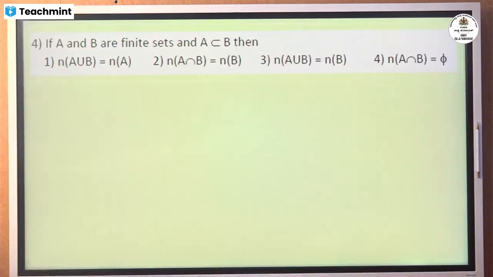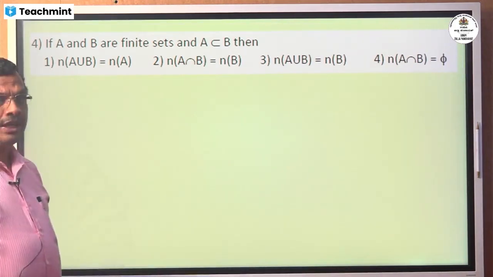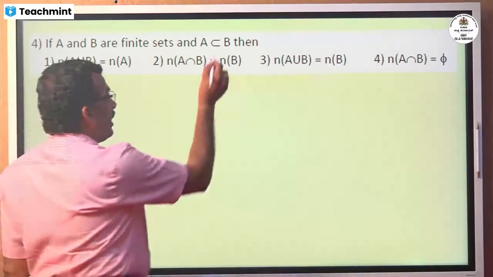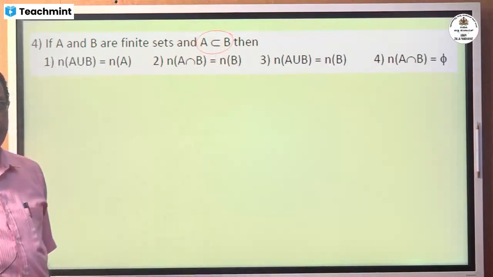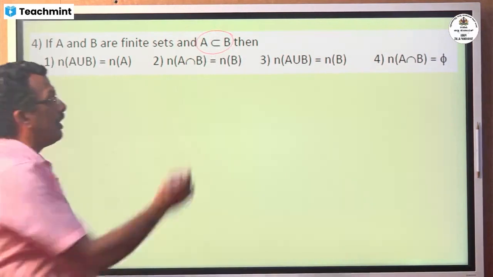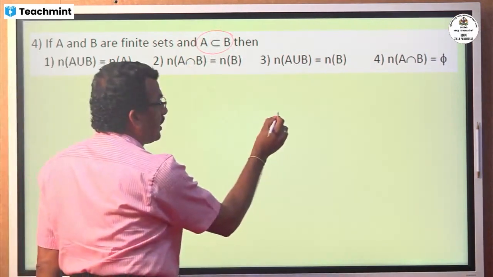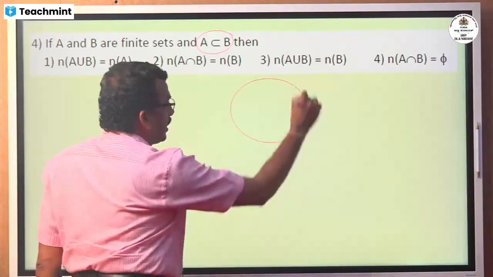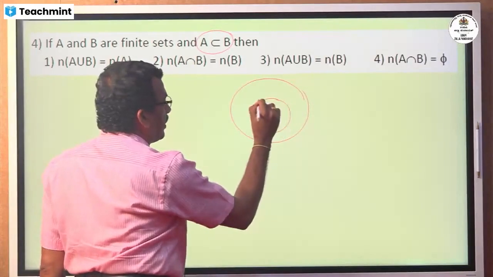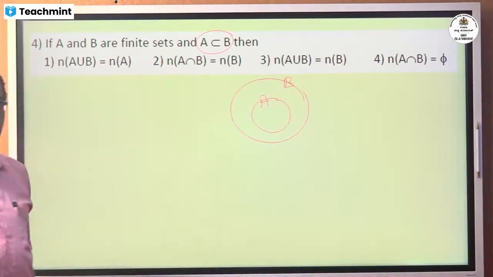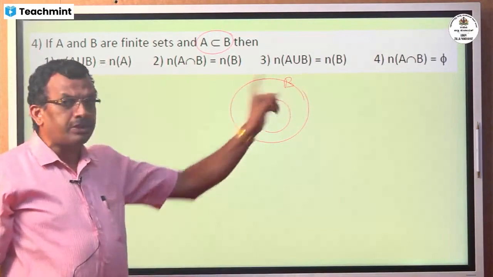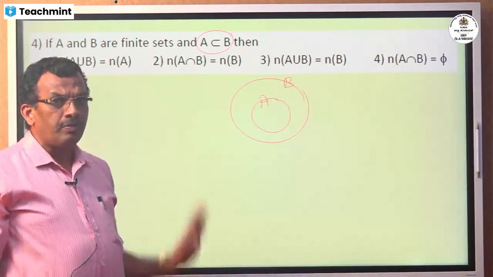If A and B are finite sets and A is a subset of B, A and B are finite sets, A is a subset of B. For this concept, first you should give the meaning, you should take the diagrammatic meaning. A is a subset of B means what happens, B is there, and inside it A must be present. This is A, this will be the B. Then only we can call that one as A is a subset of B. Diagram will be like this.